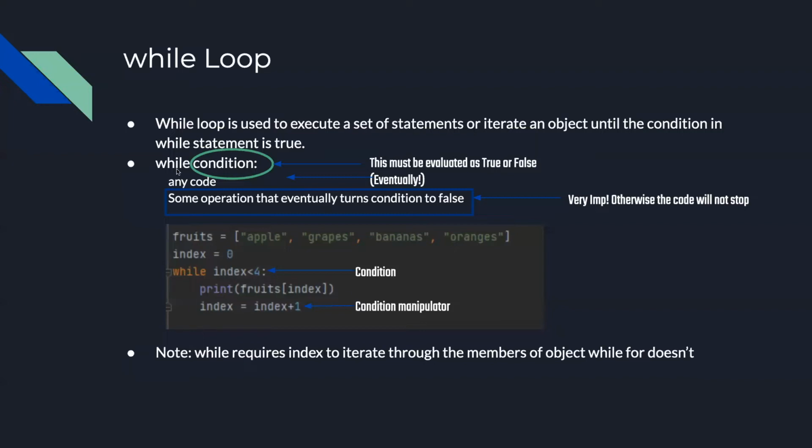So again, you have your while loop: your while keyword, the condition, colon, and then indented underneath, you have any code and some operation that eventually turns the condition to false. So remember, this is very important. Otherwise, the code will not stop and you'll end up in an infinite loop.